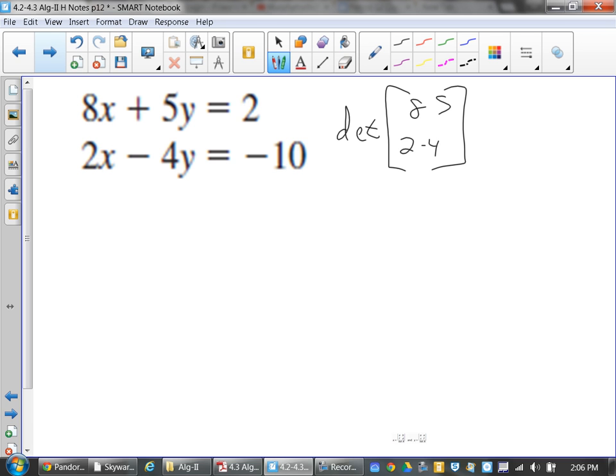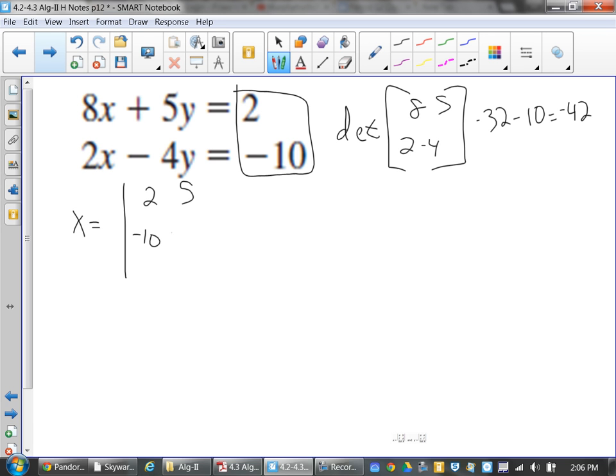negative 32 minus 10. There's your determinant. Take your solutions, the 2 and negative 10. When I solve for x, where do I put those? In the x column. Very good. And what am I going to have to divide this by when I find that determinant? Negative 42. That's all it is.